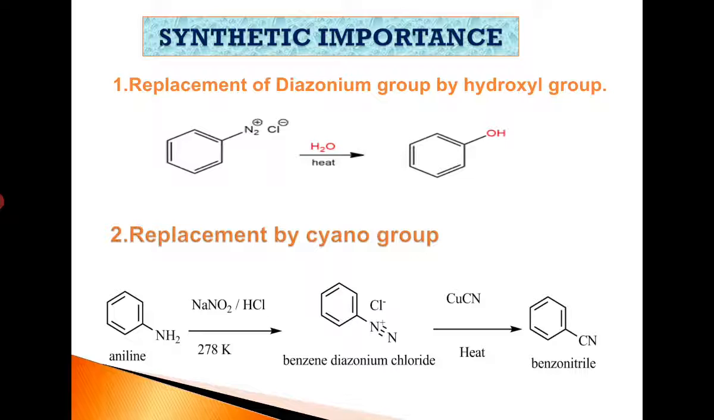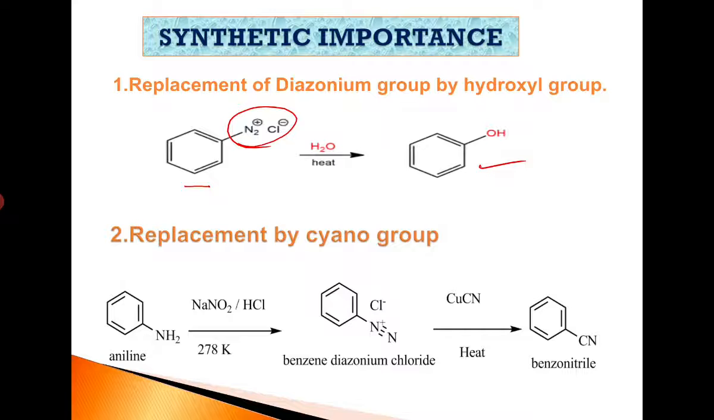First one, replacement of diazonium group by hydroxyl group. When benzene diazonium chloride is warmed with water, phenols are obtained. That is, the benzene diazonium group is converted to OH group. So, when warmed with water, it gives phenols. Next, replacement by cyano group.